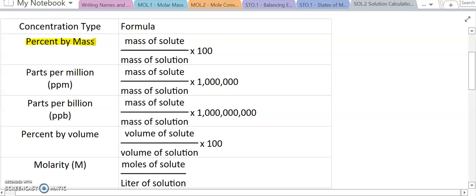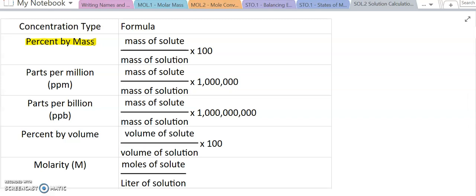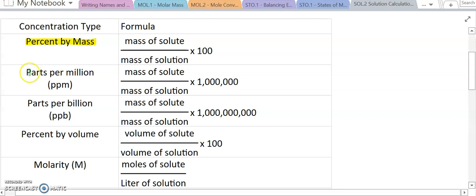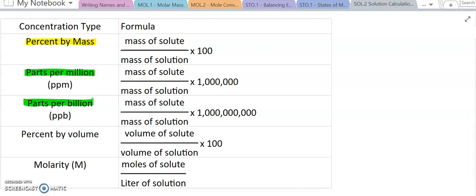Closely related to percent by mass are concepts known as parts per million and parts per billion. The difference between parts per million, parts per billion, and percent is the number of parts. Percent is parts out of 100. So if I have 3%, it means 3 parts out of 100. If I have 3 parts per million, that means I have 3 in a million, and same for 3 in a billion.